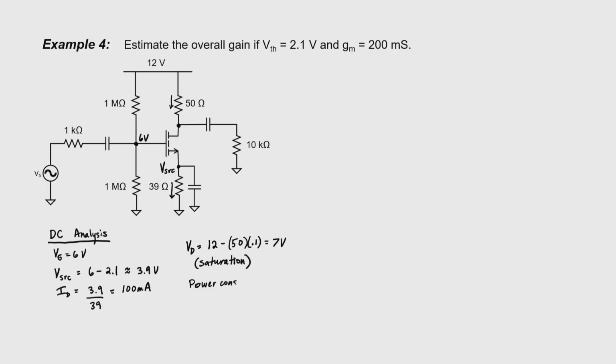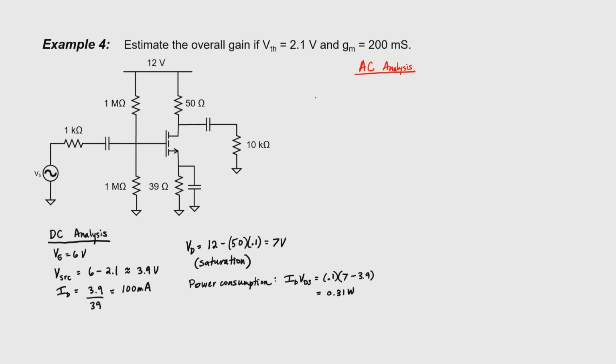Now let's find the power consumption. The power consumption of the transistor involves current and voltage. So we have a voltage drop across the transistor itself and some current going through the transistor. So this is how you find how much power the transistor is dissipating or burning up on its own. We have 0.1 amps flowing through it. We have 7 volts at the drain and 3.9 volts at the source. We calculate 0.31 watts. That's okay because it's less than 370 milliwatts.